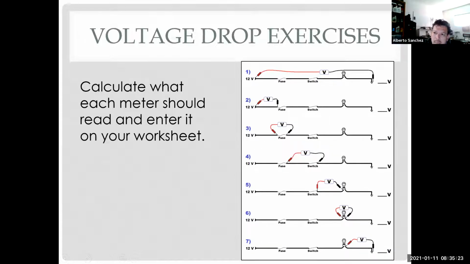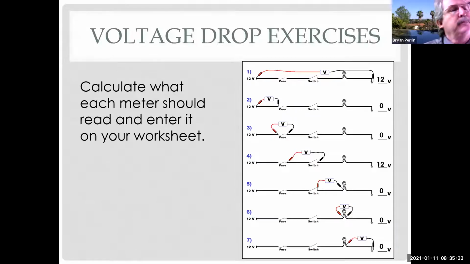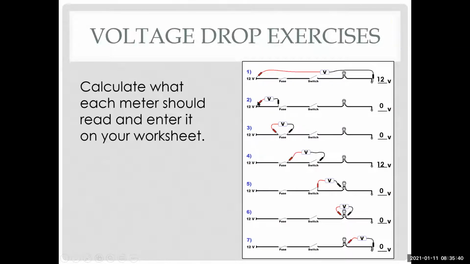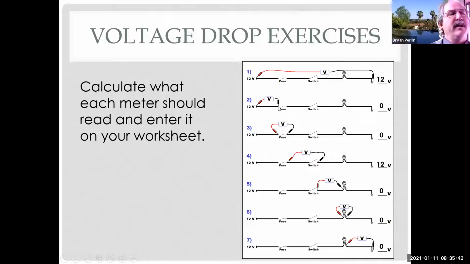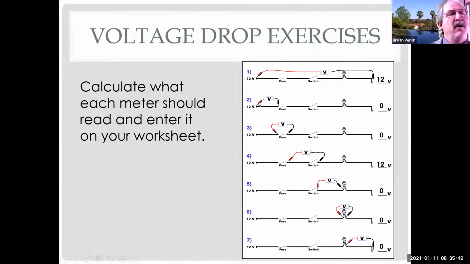Ryan, Brian, I got a question. I didn't get why number 2 and 3 got 0. Okay. So what is my red lead reading right here on number 2? It's supposed to be 12, no? And what's my black lead read? It's supposed to be 12, no? So if we take 12 minus 12, what's that equal? 0. Right?